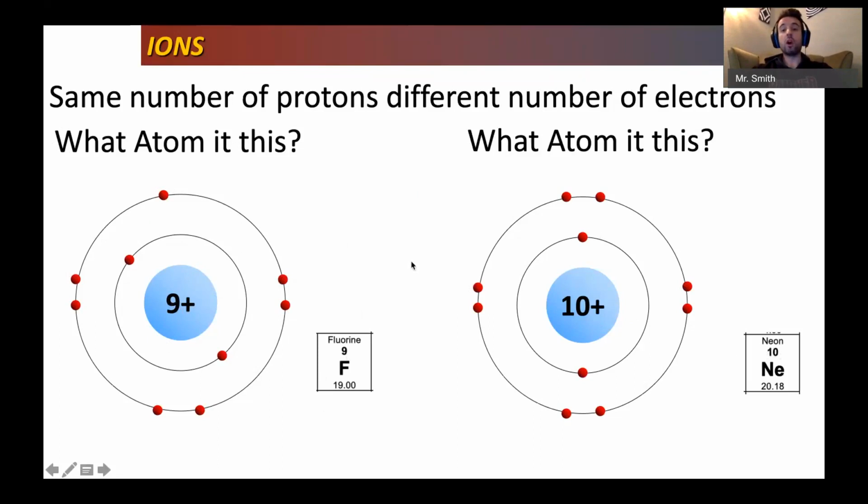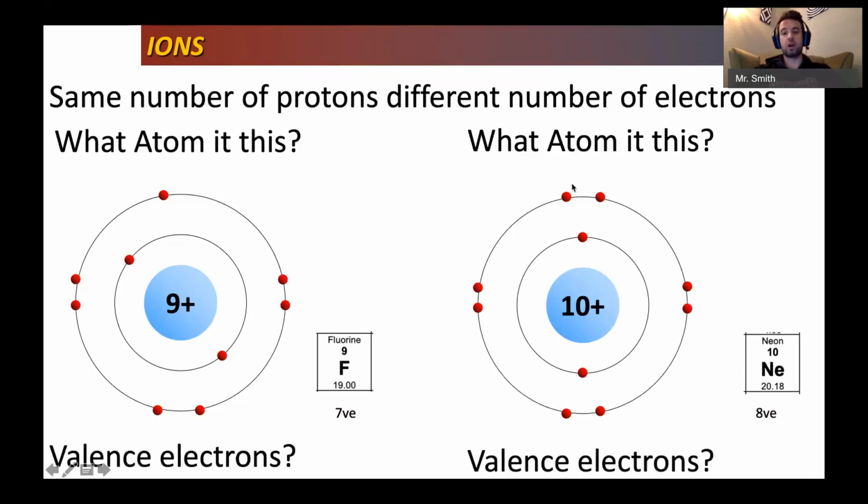Now, we know by looking at our periodic table that fluorine has 7 valence electrons. Looking at this drawing, we can see there are 7 dots on the outermost circle. The same thing with neon. We know that neon has 8 valence electrons, and we can see that just by looking at the periodic table or by looking at the dots around the outside. Now, here's how this comes into play.